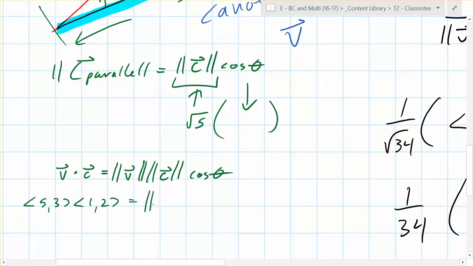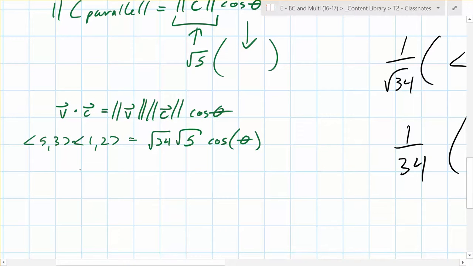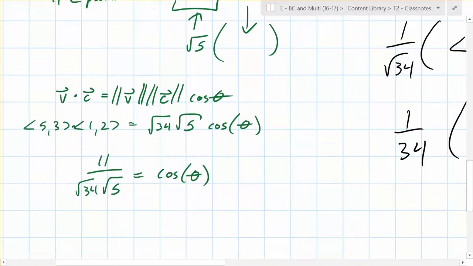What's the magnitude of V? Stop doing that with your pencil, whoever's doing that. Root 34. Oh, I don't need the magnitude anymore, right? Root 34. And what do you get here? Root 5 times cosine of theta, right? And what's this dot product over there? No, that's just the dot product. What is it? 5 times 1 plus 3 times 2, so 11 over root 34 root 5 is equal to what? Cosine theta.